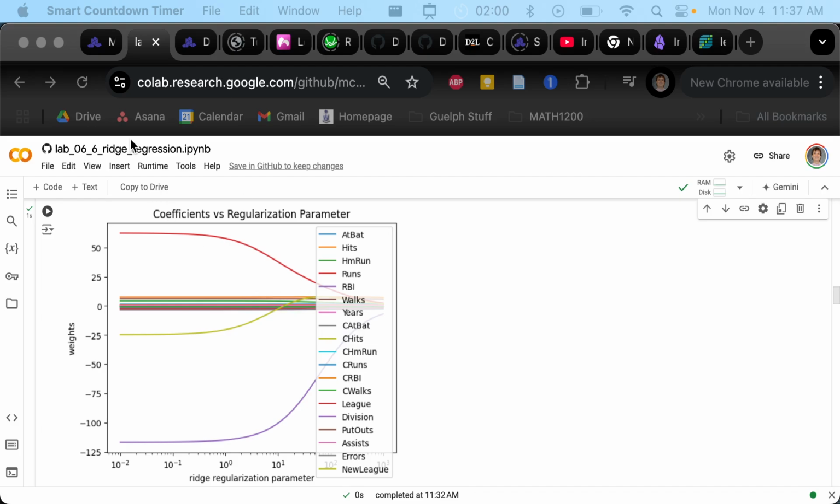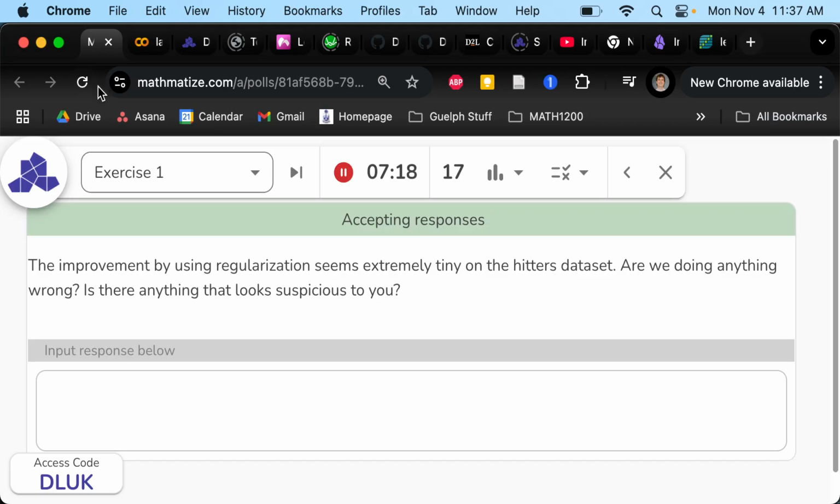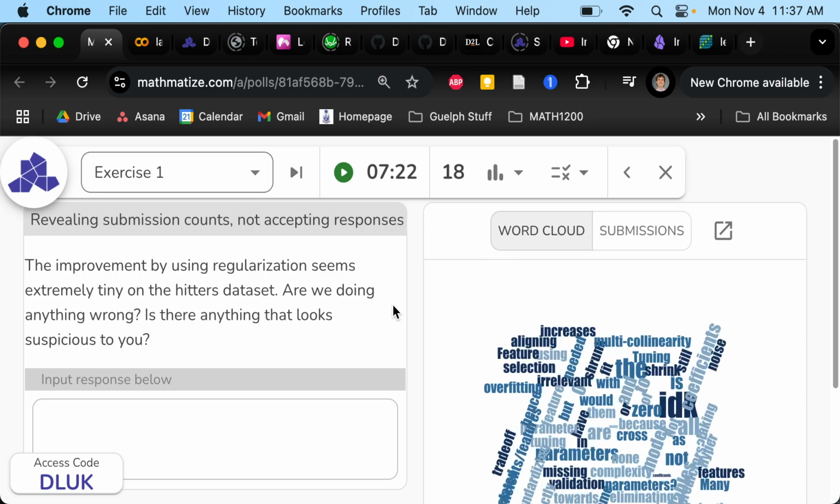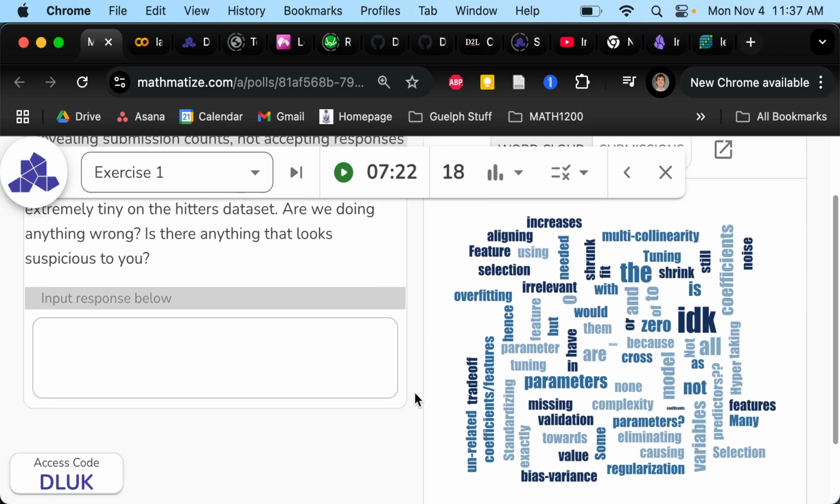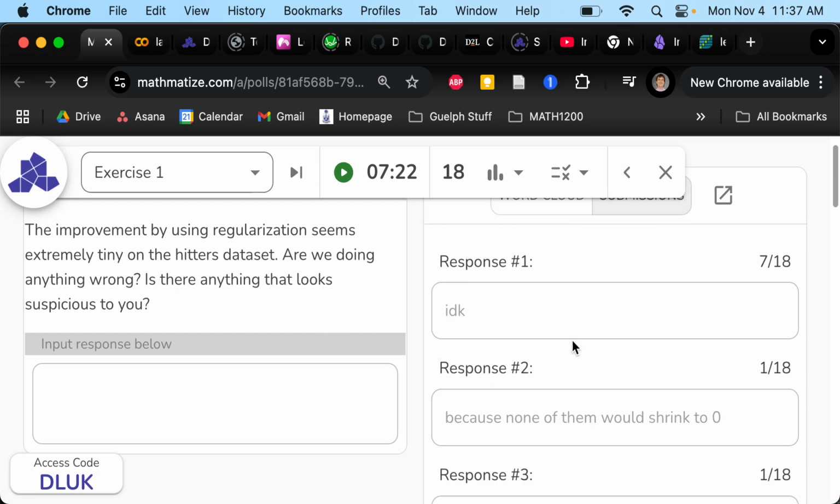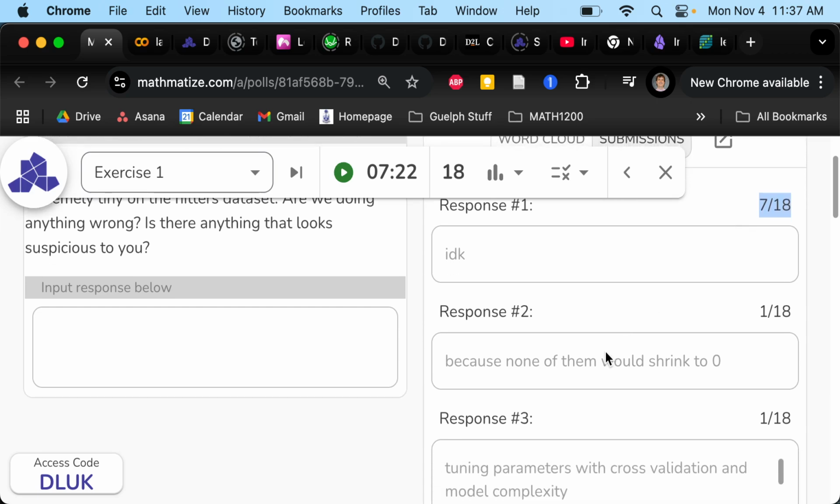Coefficients, and the question is, what's fishy? What is going on that's fishy? And the answer is, I don't know, what did you say? Word cloud. Ooh, lots of things. Okay. Let's take a look at the individual answers here. I don't know. Great answer. 7 people don't know. Fantastic. We're going to find out.